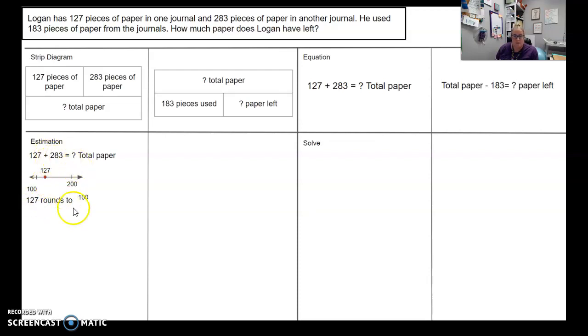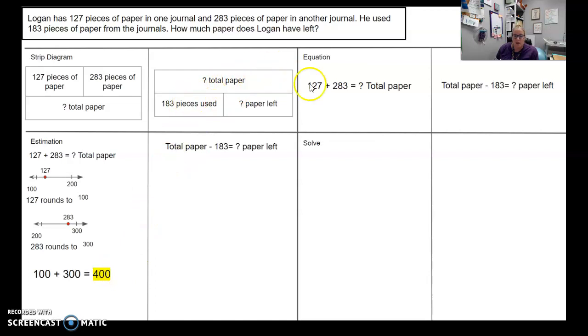I'm going to do the same thing for 283. So I'm going to go ahead and set it up. I have 200 on this side and 300 on this side. And 283 is somewhere around here. So I know that 283 is going to round to 300 because it's closer to 300 than it is to 200. So my new equation is going to be 100 plus 300, and whenever I add 100 plus 300, that gives me 400. Now, I'm going to use this 400 to help me with the second step, so that's why I highlighted it.